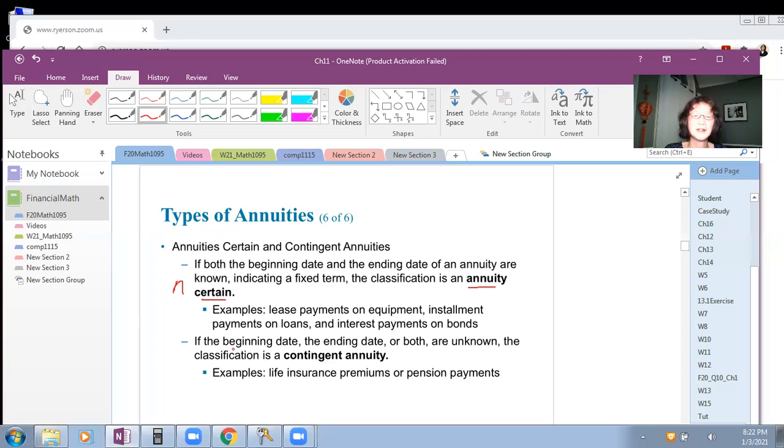If the beginning date and the ending date are not known, it is a contingent annuity. Examples are life insurance premiums or pension payments. We don't know when we are going to die.